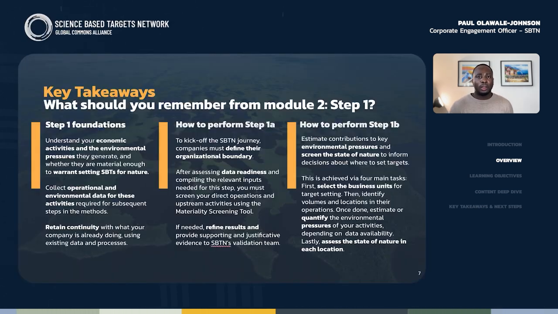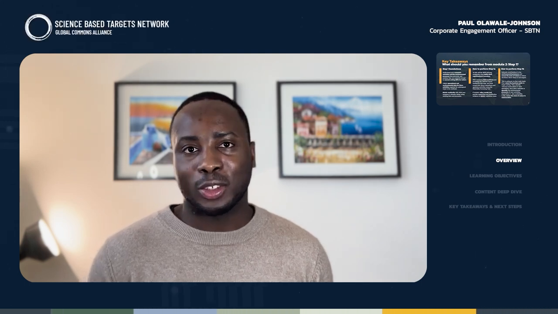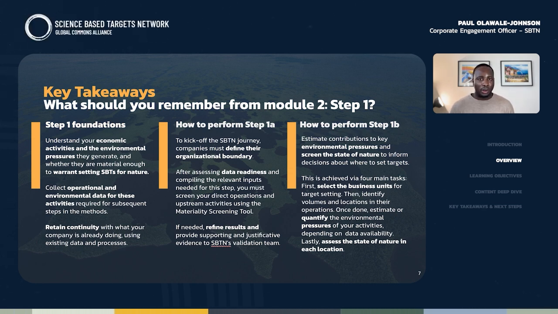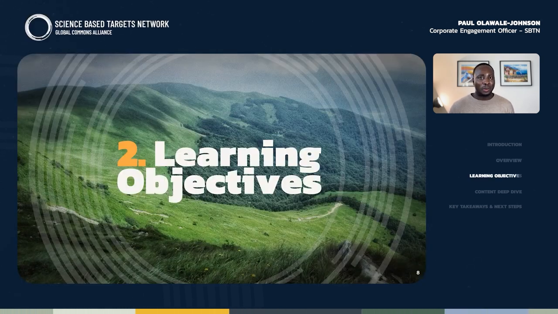In our last module, we explored SBTN Step 1 methods. We learned how to define an organizational boundary and to identify which direct operations and upstream activities are in scope. We also covered how to use the materiality screening tool to screen for environmental materiality and to quantify environmental pressures. Finally, we looked at how to screen for the state of nature and to combine that with pressure estimates for each activity location pair, depending on the data we have available. Now that these concepts have been refreshed, let's dive into the objectives and contents we're going to cover in this module for step 2 with our partners from Quantis.